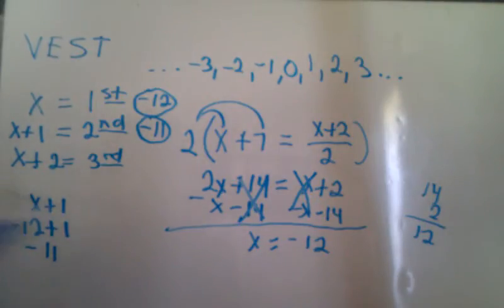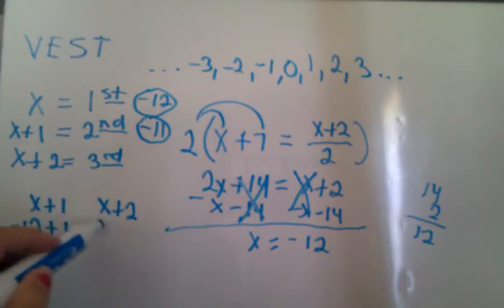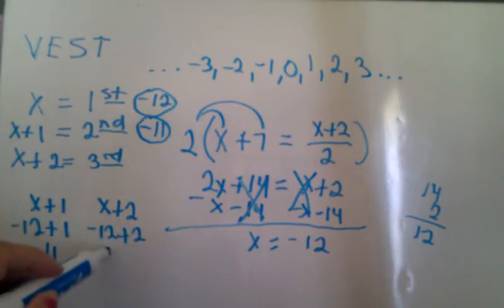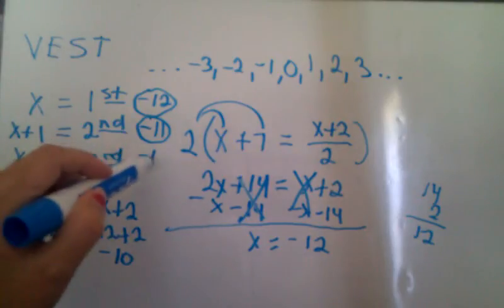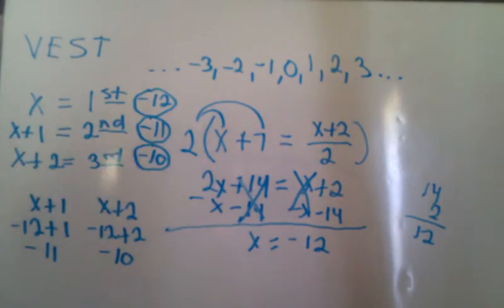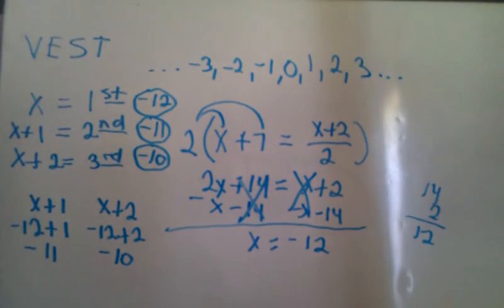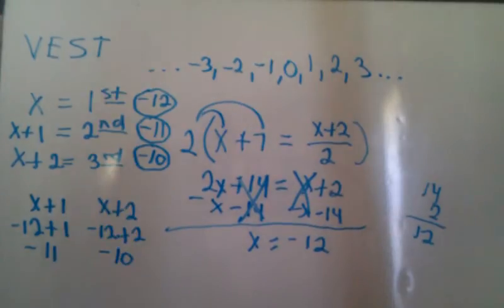And my next one is x plus 2. X plus 2, so negative 12 plus 2. My larger number is negative. 12 minus 2 is 10. So my third integer was negative 10. Alright, did you understand that? Remember the word consecutive. If you need to, write it down. Consecutive means in order. Alright?